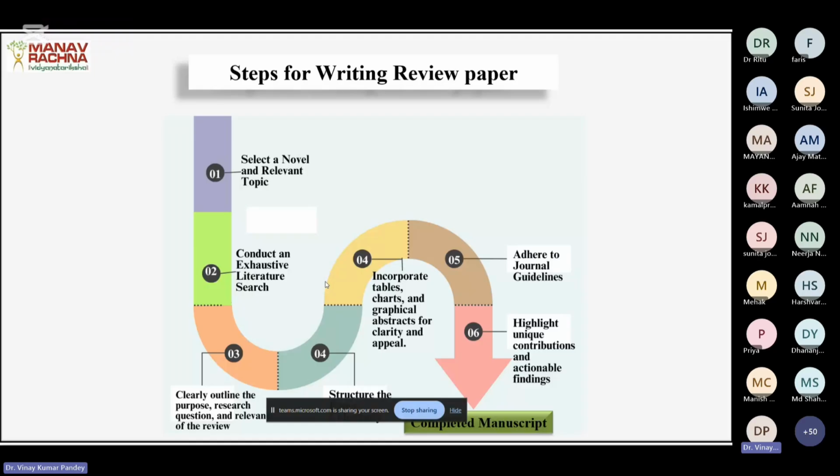A journal will only publish your idea when there's a novelty. Now you have chosen some novel topic relevant to your area, right? Conduct an exhaustive literature search. For literature search, you use PubMed, Google Scholar, ResearchGate, Scopus. Whenever you search for a paper, you will always find some more papers below it. Just as when we do a Google search, we find lots of relevant and irrelevant information below that. So we have to be very specific.